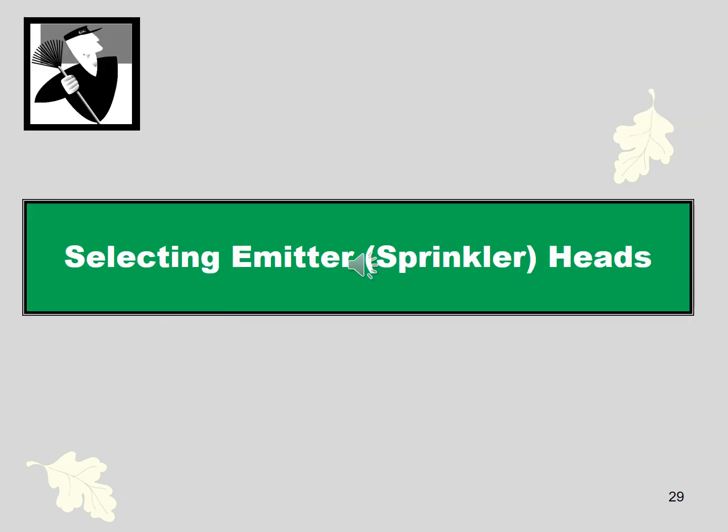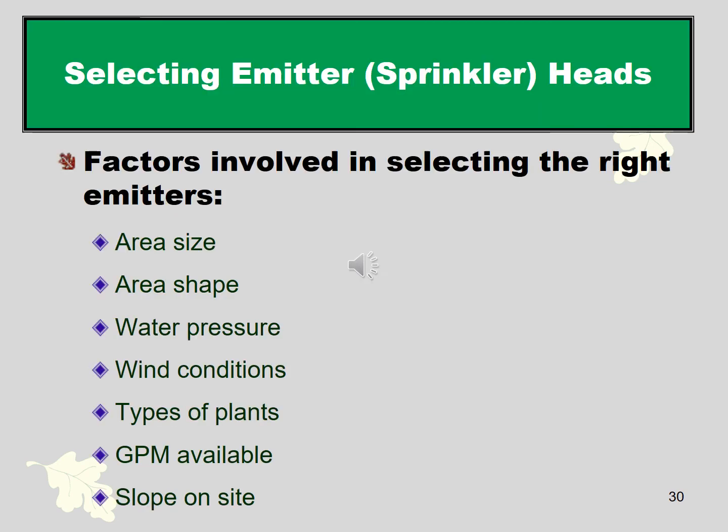Let's talk a little bit about selecting emitter or sprinkler heads. So the factors involved in selecting the right emitters are the size of the area you're going to irrigate and the shape, the water pressure, of course, the wind conditions, the types of plants, the flow rate, which is gallons per minute that's available, and then the slope too. Those will all come into play when you're considering what kind of emitter or sprinkler heads to use.